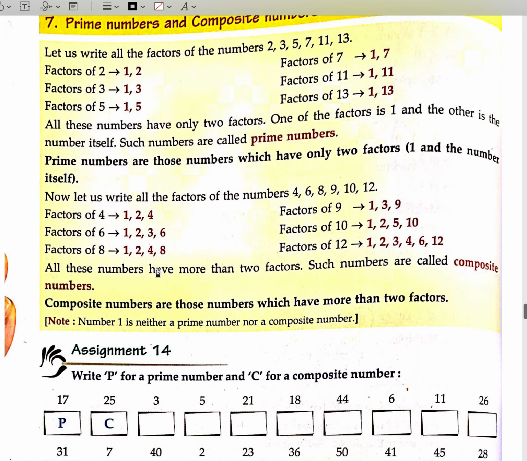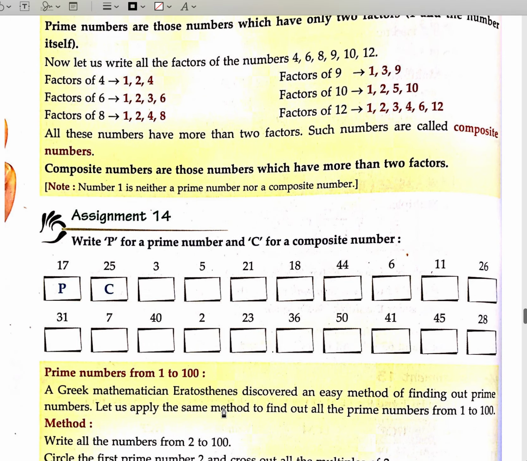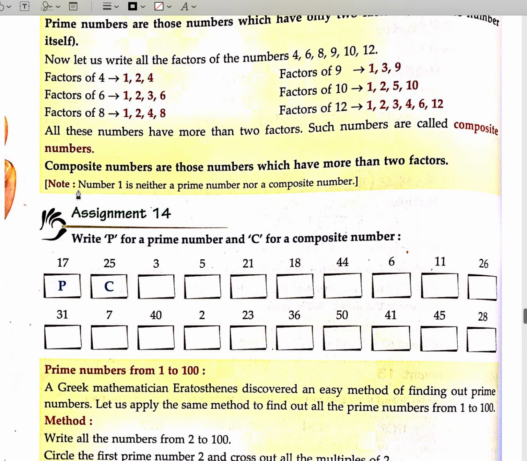1, the number itself, and other numbers. They are called composite numbers. Now note, number 1 is neither a prime number nor a composite number.